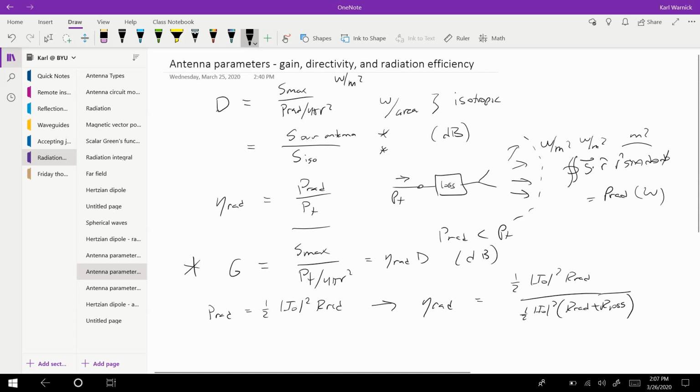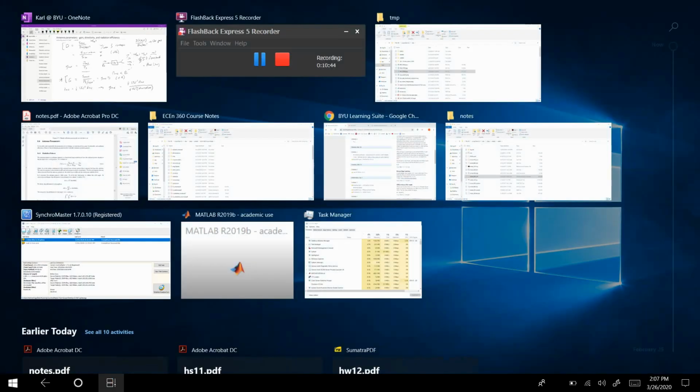Before we leave this, let me make one more note. What we're talking about with directivity and gain are the maximum values of those quantities, but I could also look at, for example, S as a function of r, theta and phi over P rad over 4 pi r squared, and that would be the directivity pattern. Okay, so sometimes we talk about the directivity pattern, and that concludes our antenna parameters material.